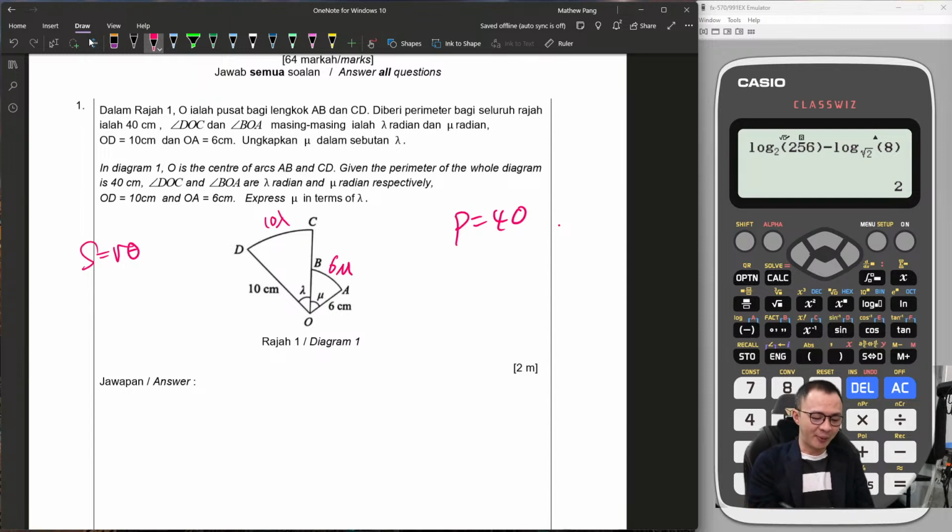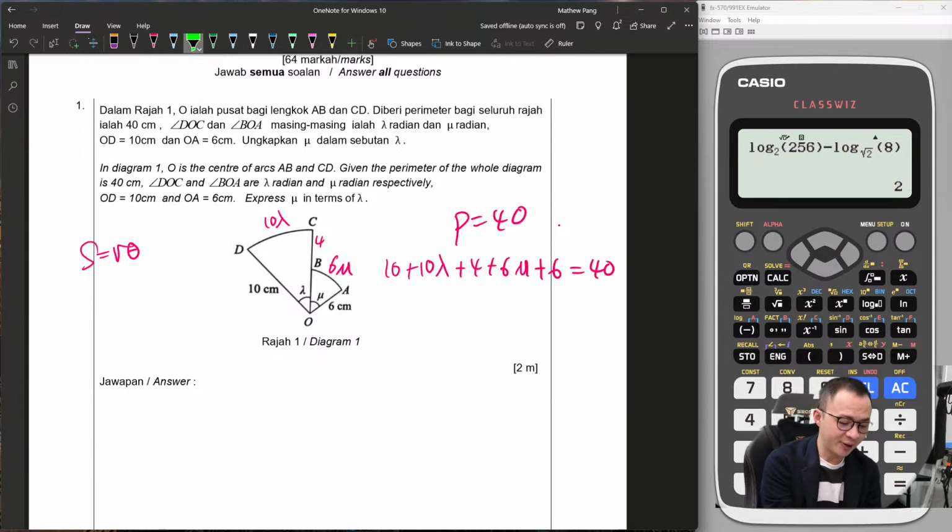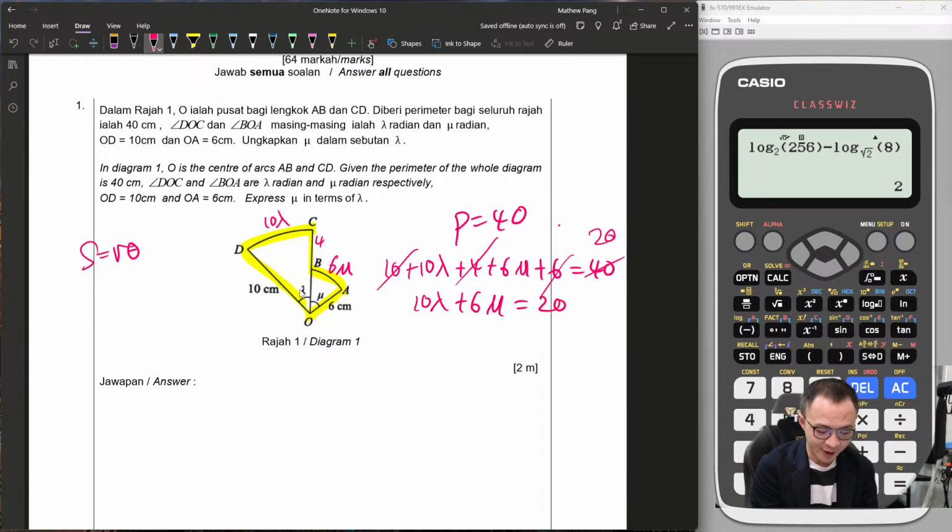Then I can do the perimeter. Here is 6 centimeters, here should be 4 centimeters, isn't it? So I add every single one: 10 plus 10 lambda plus 4 plus 6 mu plus 6 equals 40. The perimeter is basically everything outside the diagram, isn't it? Then I add up together: 20 minus 20, here left 20. So 10 lambda plus 6 mu equals 20.